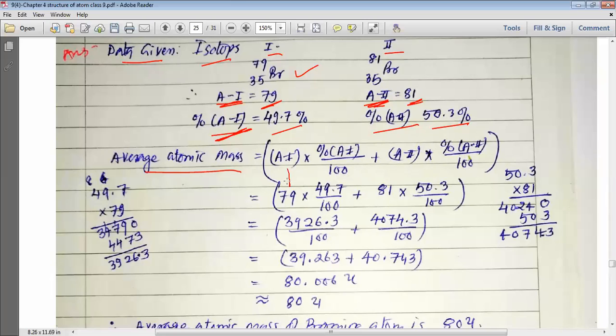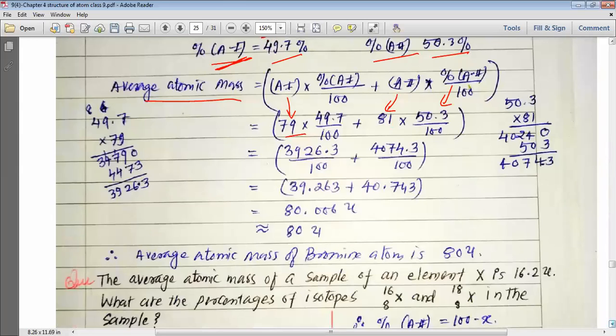Now let us put in the values. The atomic mass of isotope 1 is 79. The percentage of isotope 1 is 49.7 divided by 100, plus the atomic mass of isotope 2, which is 81. The percentage of isotope 2 is 50.3% divided by 100. Now we will do the calculation.